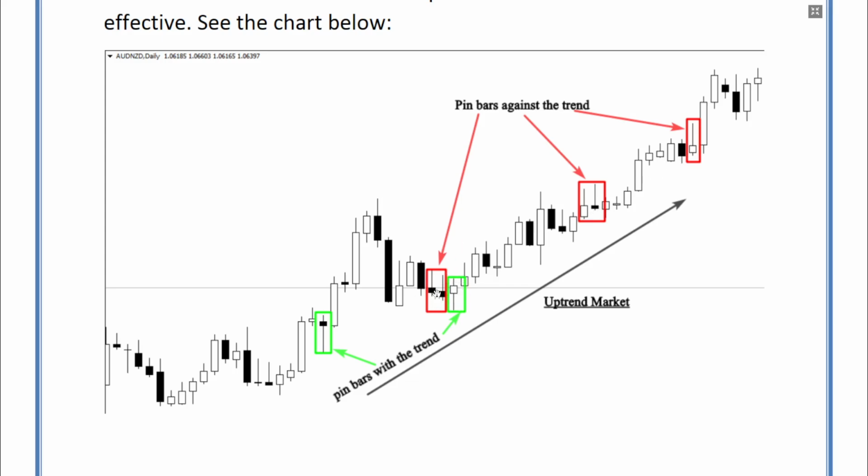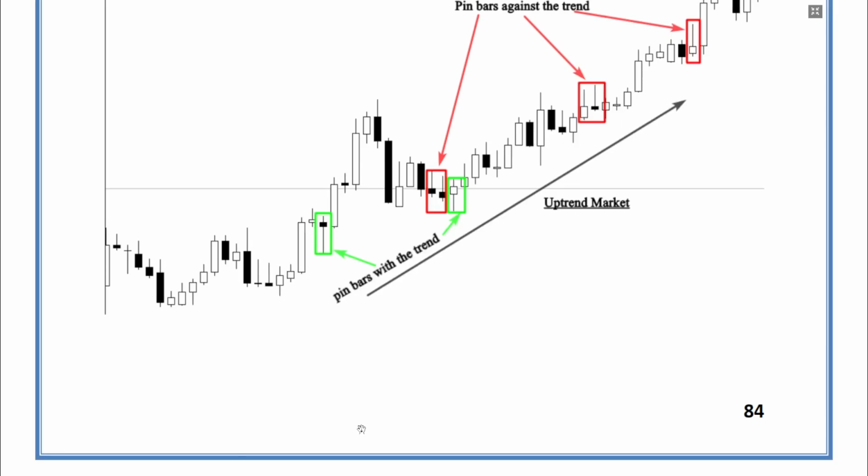The ones that are marked in red, always ignore them. If you see a bearish pin bar candlestick being formed in an uptrend, ignore it. If you see a bullish pin bar candlestick being formed in a downtrend, again, ignore it.